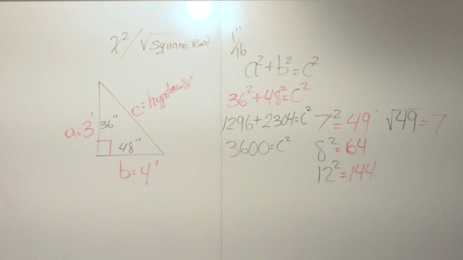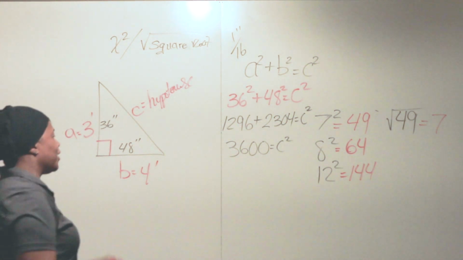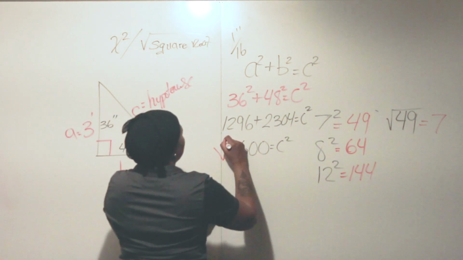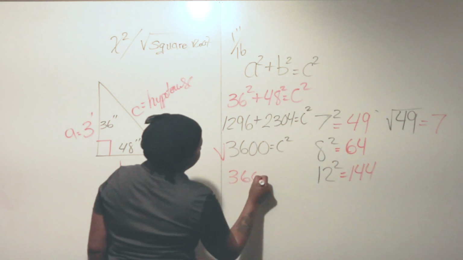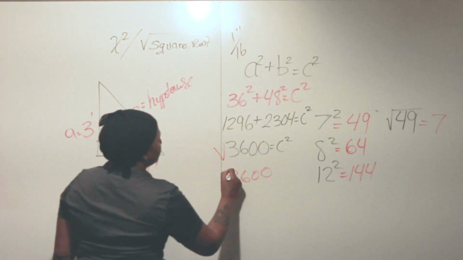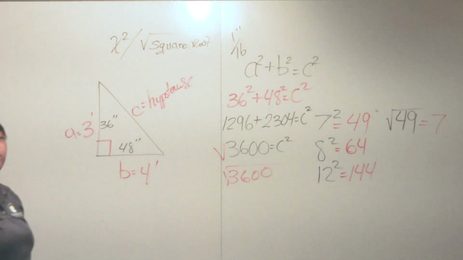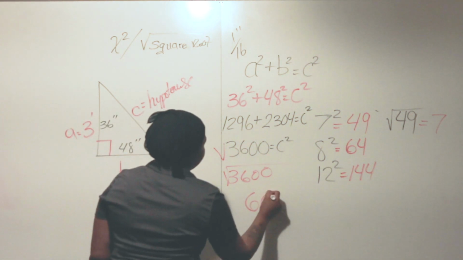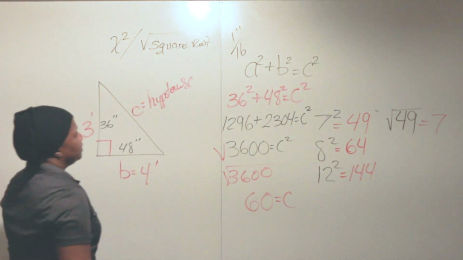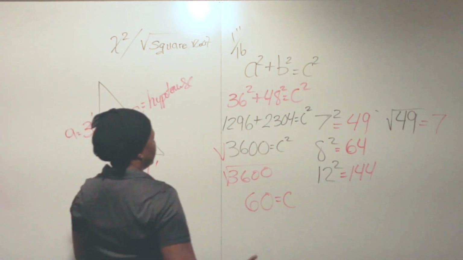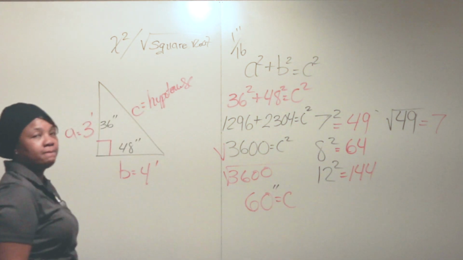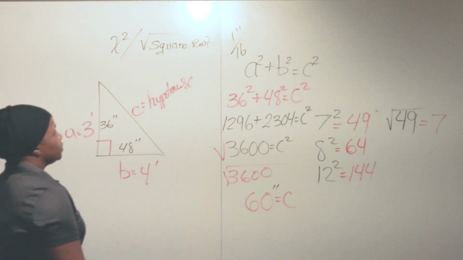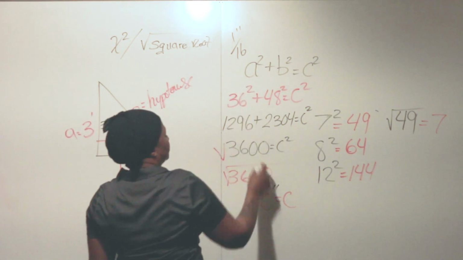So when we square root 3,600, let me do it right. We got 3,600. What number can I multiply by itself to get that? We would have a flat out 60 equals c. And that 60 would represent 60 inches. There's no decimal, so we don't need to round to the nearest fraction of an inch because there's no fraction.